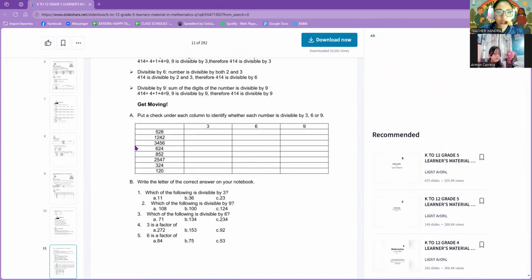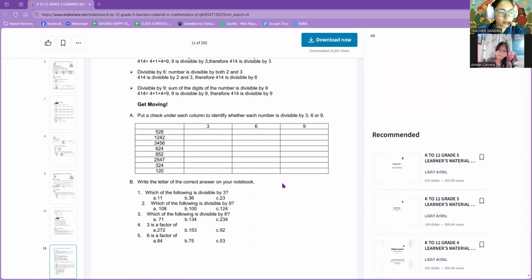Okay, more numbers. Can you see the numbers here in letter A? It is 528. So I will put a check under each column to identify whether each number is divisible by 3, 6, and 9. You will just tell me, teacher, it's divisible by 3, 6, or 9, and then you explain to me why it is divisible by that number. All right, you can start.